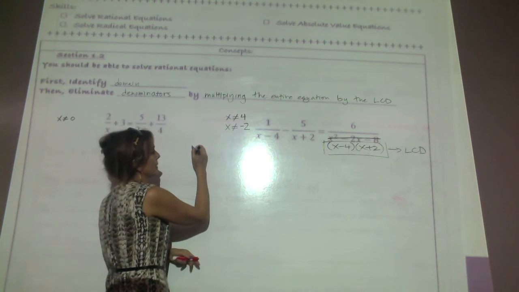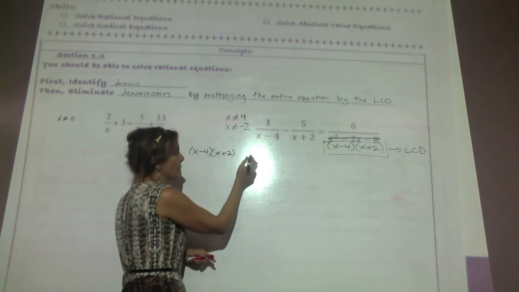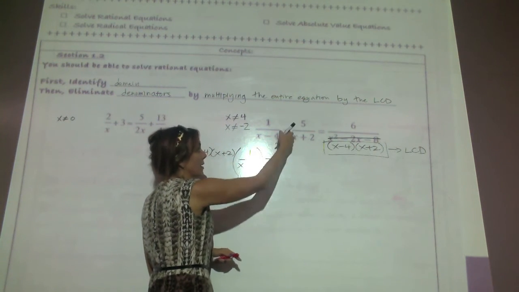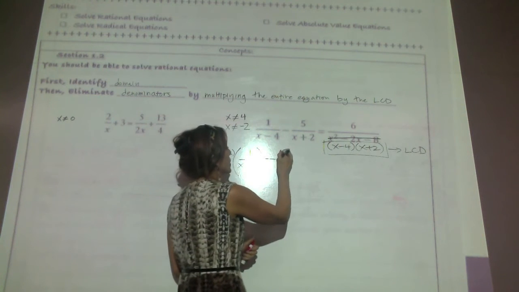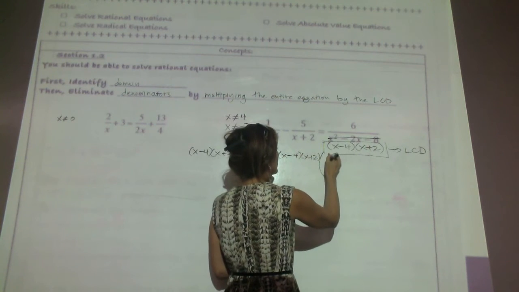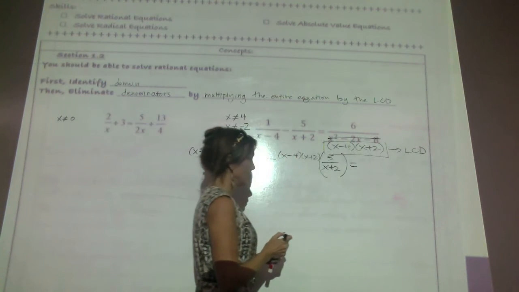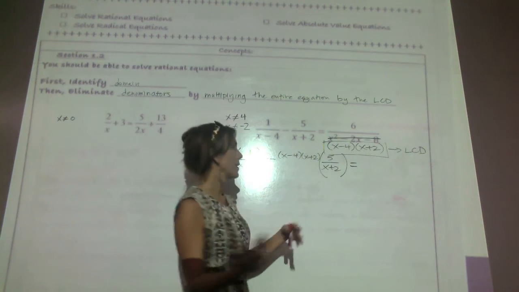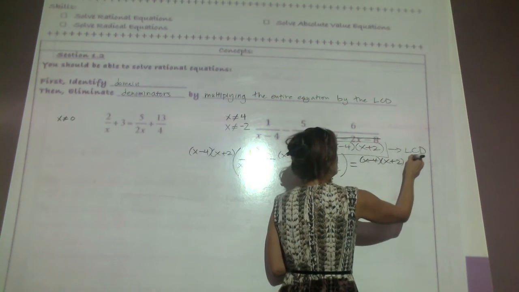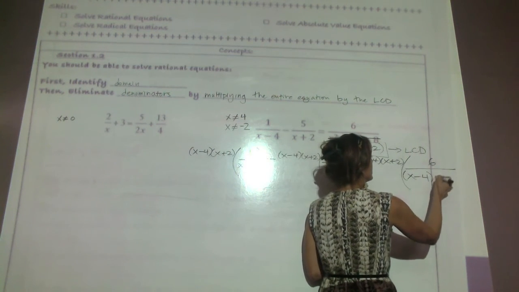Let's take this LCD, x minus 4 times x plus 2, and multiply it by the first piece, 1 over x minus 4. Then I've got a minus sign, I keep it. Multiply x minus 4 times x plus 2 times the second piece, 5 over x plus 2. And we say that this is equal to, tired of writing, x minus 4 times x plus 2 times 6 over x minus 4 times x plus 2.